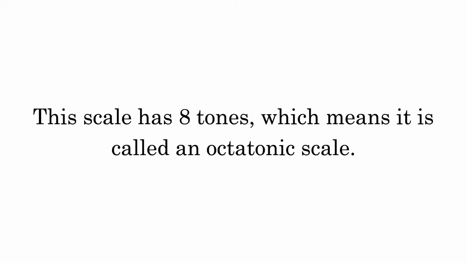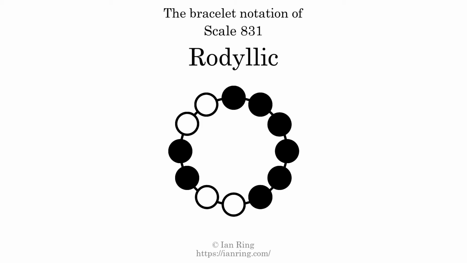This scale has 8 tones, which means it is called an octatonic scale. This is a bracelet notation diagram of scale 831. The shaded circles represent tones that appear in the scale, and they are read clockwise, starting at the top.